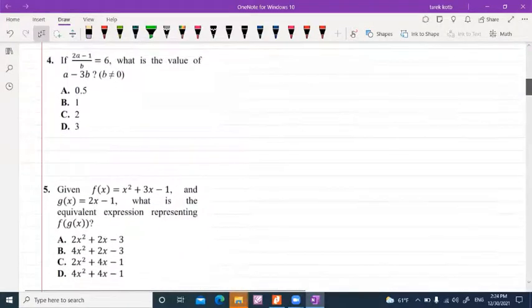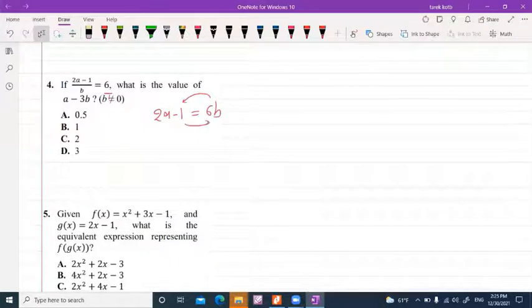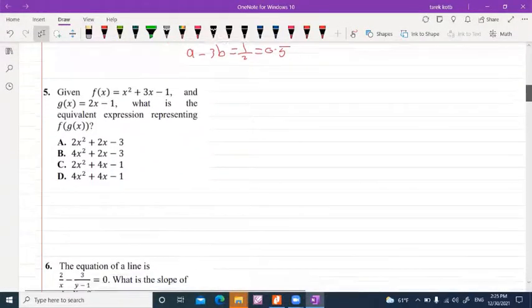Question number 4. If 2a minus 1 over b equals 6, what's the value of a minus 3b? Let's cross multiply. So 2a minus 1 equals 6b. And then get the 6b to the other side and 1 to the other side. So it will be 2a minus 6b equals positive 1. Good. Take 2 as a common factor, it will be 2 times a minus 3b equals 1. Divide by 2, so a minus 3b equals 1 over 2, which is 0.5. This is the one I need. A minus 3b equals half.